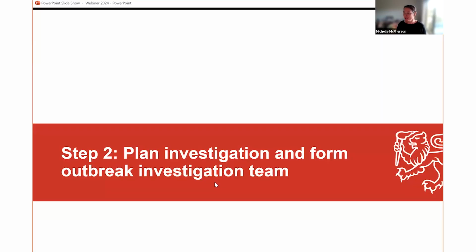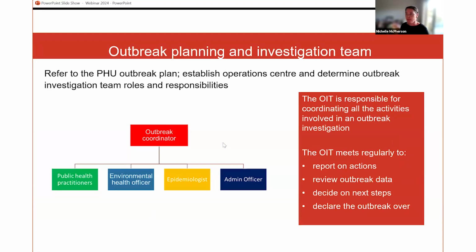Now we move on to step 2, which is to plan that investigation and to form our outbreak investigation team. Typically most public health units will have an existing outbreak plan, which explains how they will investigate these outbreaks and also the roles and responsibilities. The team that I've got listed there, with the outbreak coordinator, public health practitioners, environmental health officers, the epidemiologist, and an admin officer, is what we call our simple outbreak team.